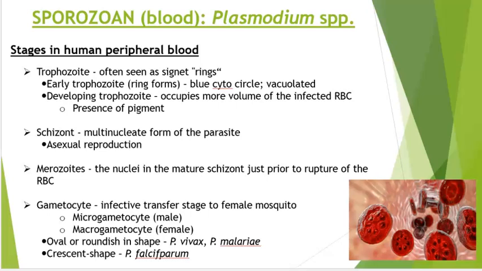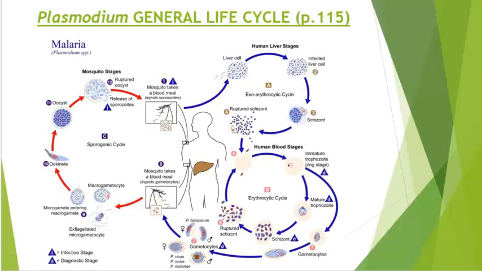Within our different species of Plasmodium, the gametocytes are shaped a little differently. Within Plasmodium vivax and Plasmodium malariae, the gametocyte is oval to roundish in shape. But with Plasmodium falciparum, it is crescent shaped. I know I just threw a lot of information at you about the different stages of development of Plasmodium, but let's look at the general life cycle on this diagram.